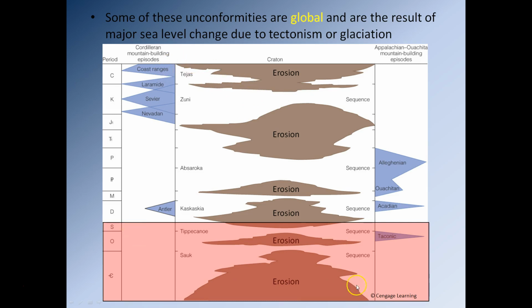So those are the cycles, and this diagram kind of shows you what's going on. And you can see there are 6 of them: the Sauk, Tippecanoe, Kaskaskia, Absaroka, Zuni, and Tejas.